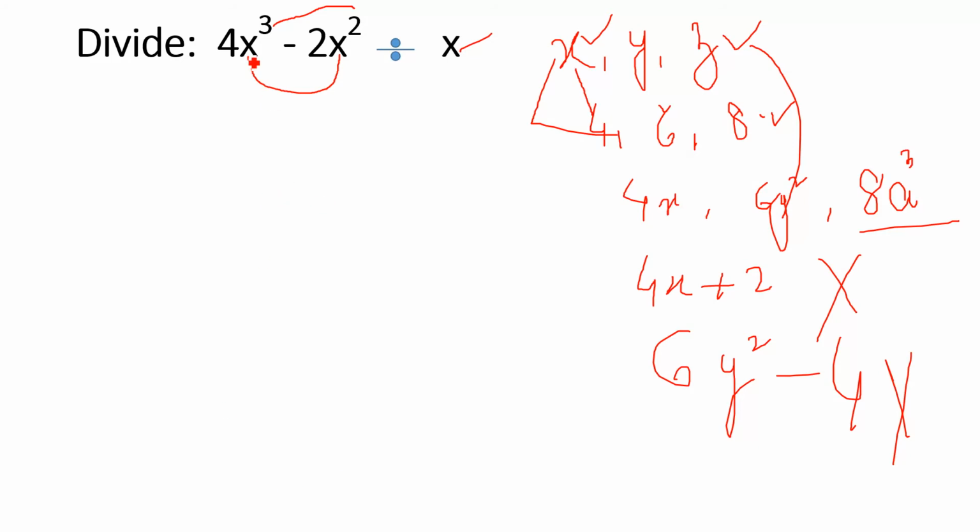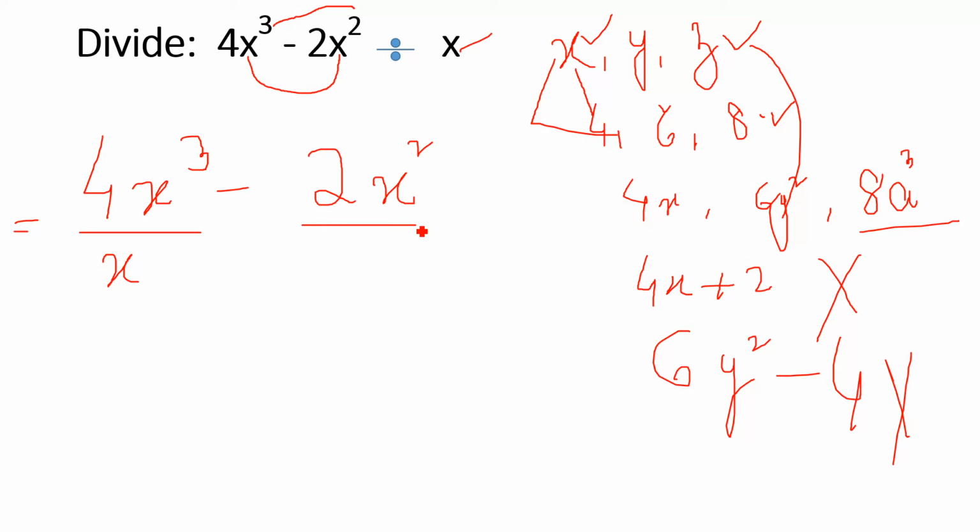This is a binomial because we have two terms, 4x cube minus 2x square, right? So you have to divide this by x. It means you have to divide 4x cube by x and then 2x square by x. So see, both have the same base. This is x, this is x, this is x, this is x.